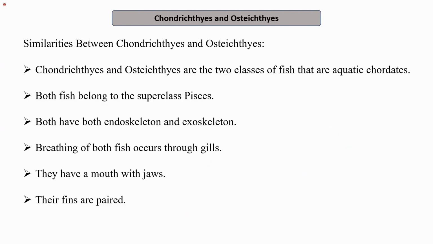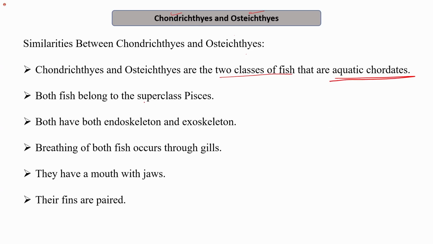Now, as I was mentioning, there are two subclasses. The first one is the chondrichthyes and the second one is the osteichthyes. So chondrichthyes and osteichthyes differ in certain situations, but there are certain similarities between them. So chondrichthyes and osteichthyes are the two classes of fish that are aquatic chordates. So both of them are aquatic.